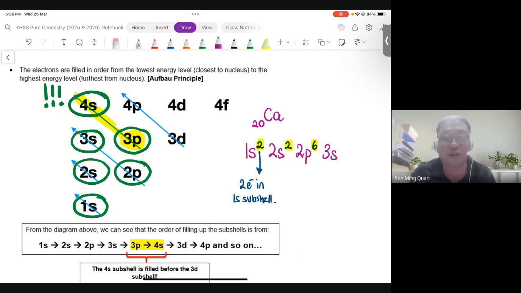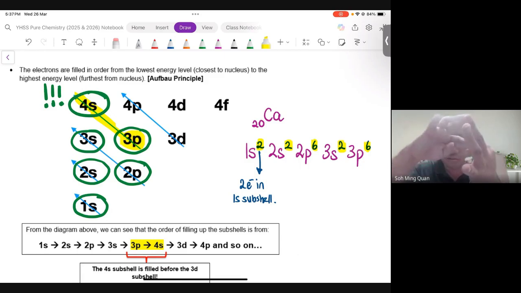Again, it's an s subshell. Even though it's 3s, it's still an s subshell in the third shell, right? S only holds 2. Then we go to 3p. P holds 6. At this juncture, you better start counting again. How many electrons already? 2, 2, 6, 2, 6. So add all together is 18. All right. So far we have filled 18.